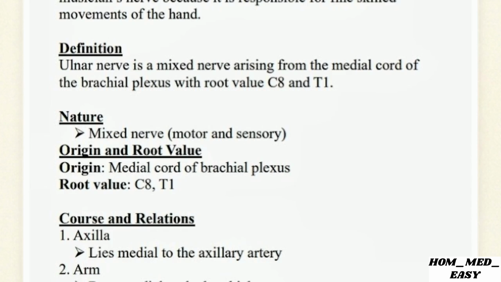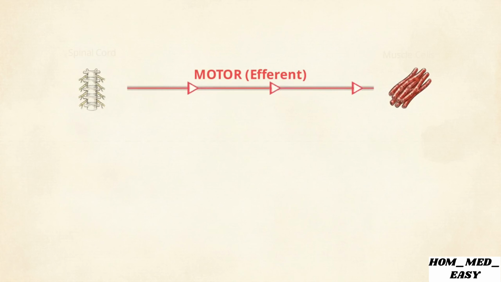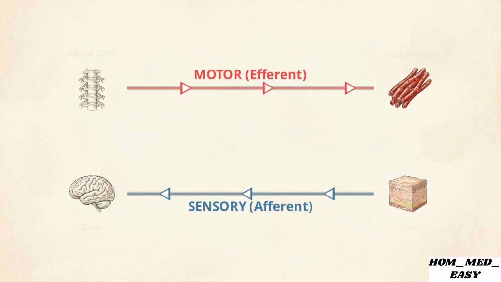This reference text establishes our starting point. The ulnar nerve originates from the medial cord of the brachial plexus, pulling its specific nerve fibers from the C8 and T1 spinal roots. It is a mixed nerve. This means it acts as a two-way highway, carrying motor commands outward from the spine to the muscles and transmitting sensory data back from the skin to the brain.